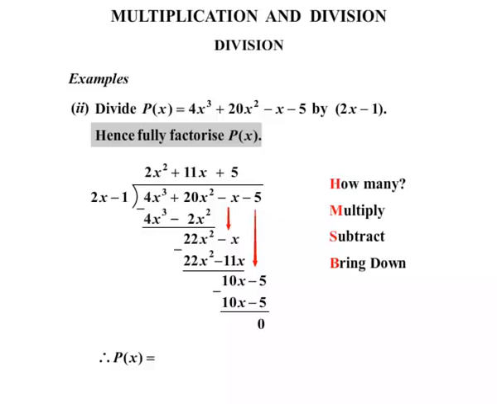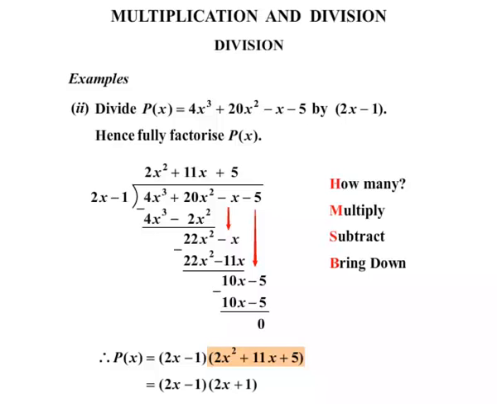So therefore, the polynomial in x is equal to, well, that was one factor, the initial factor, and the quotient we got. So 2x minus 1 times 2x squared plus 11x plus 5. And factorizing further, well, we can't break that up any further, so let's write that one down. However, this quadratic we can. Ends up being 2x plus 1 times x plus 5.